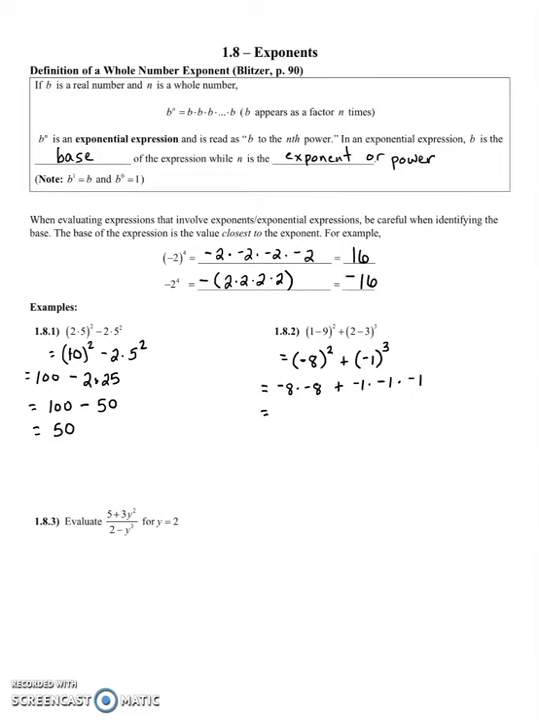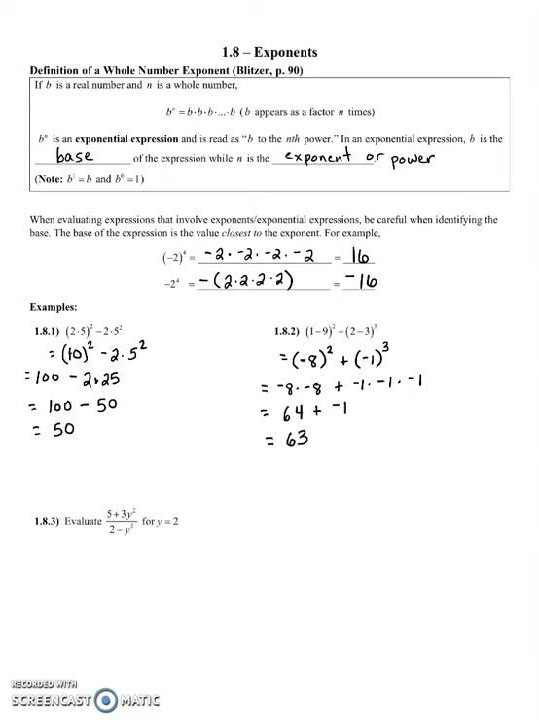So remember, multiplication before addition. So -8 times -8 is positive 64, plus -1 times -1 times -1 is -1. So we have 64 plus a -1, which is 63.